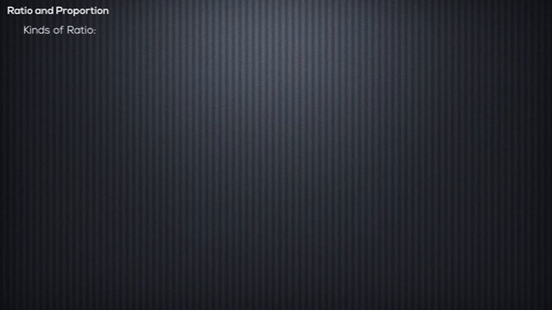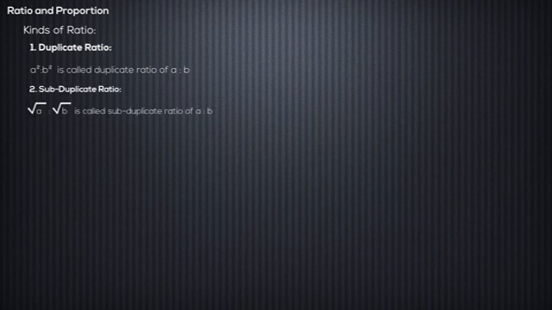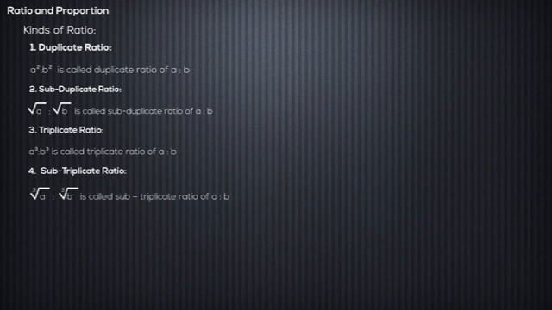Kinds of ratio. Duplicate ratio: A square is to B square is called the duplicate ratio of A is to B. Subduplicate ratio: square root of A is to square root of B is called the subduplicate ratio of A is to B. Triplicate ratio: A cube is to B cube is called the triplicate ratio of A is to B. Subtriplicate ratio: cube root of A is to cube root of B is called the subtriplicate ratio of A is to B.